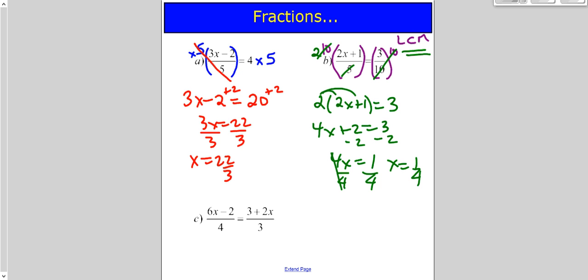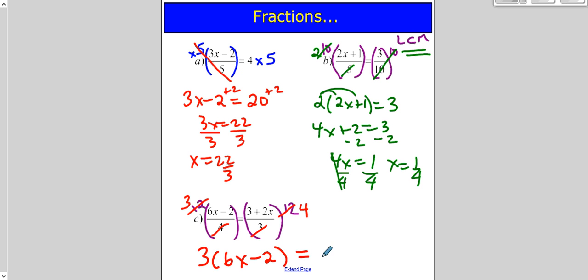Okay, so same thing here. What do we have here? We have a 4 and a 3. So my lowest common multiple between 4 and 3 is going to be 12. So I'm going to bracket this whole thing and put a 12, and bracket this whole thing and put a 12. And then we're going to think about this. 12 divided by 4 is 3. And 12 divided by 3 is 4. And what this gives me is 3 bracket 6x minus 2 equals, and then I have a 4 bracket 3 plus 2x.